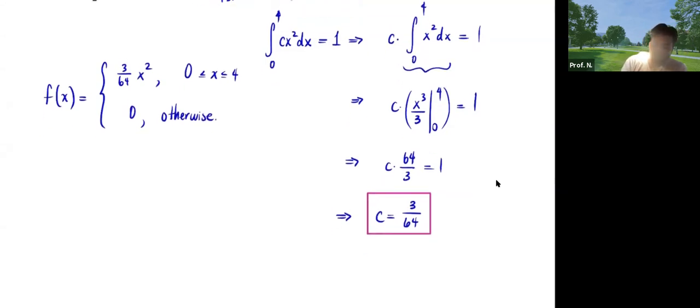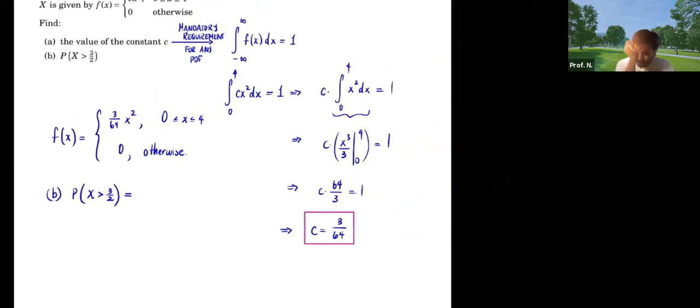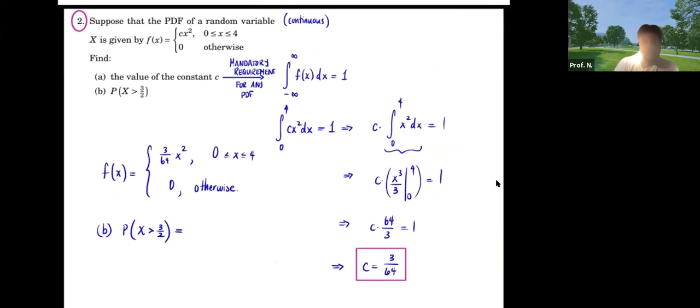Okay? And then how do we do part B? I want the probability that my random variable is bigger than 3 halves. So how do we set this up? Again, in the world of continuous random variables, probability is area, the area underneath the PDF. So the probability that x is bigger than 3 halves means finding the area underneath the PDF from 3 halves to infinity. That's what I'm saying.